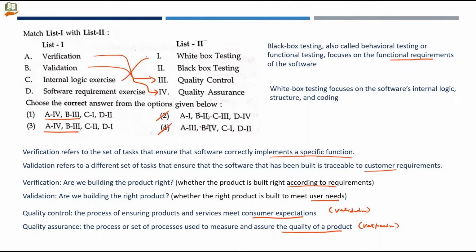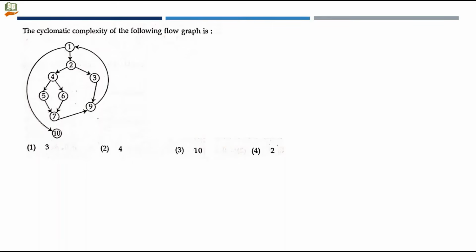C maps to 1 and D maps to 2. C1, D2. So we can even rule out 3. Option number 1 will be the right answer. Next question. The cyclomatic complexity of the following flow graph is.